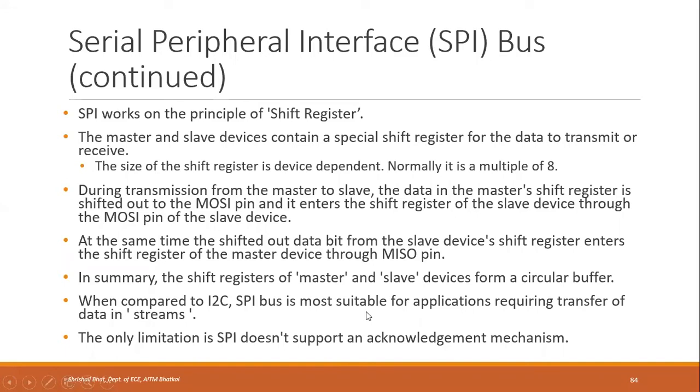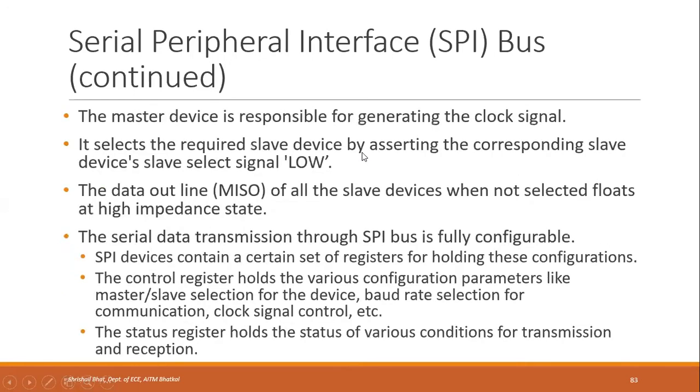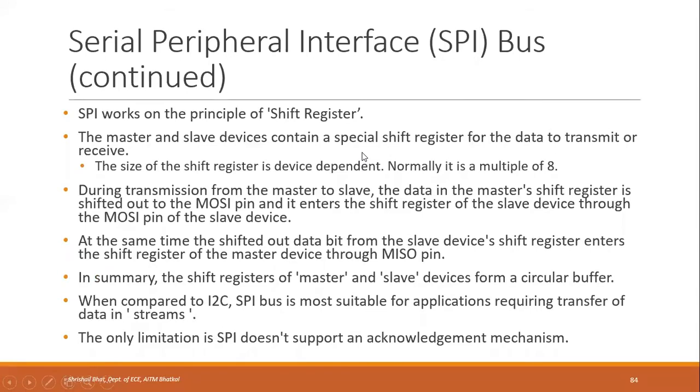Normally, if it's an 8-bit register, bits are moved from D7, D6, D5, D4, in one particular order. So the master and slave devices contain a special shift register to transmit and receive the data. The size of the shift register is dependent on the device, and normally it will be multiples of 8, like 8, 16, 24, 32, depending on what size the device requires.